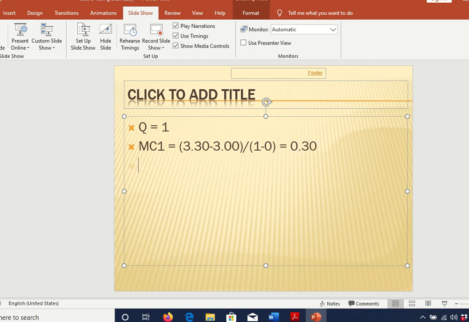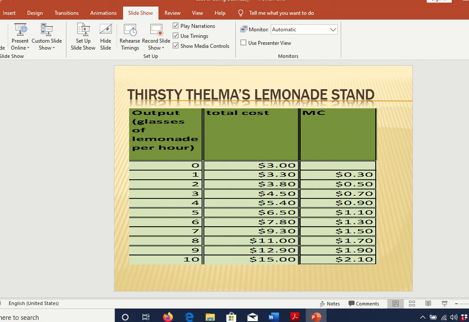And then if you want to go for the second glass of lemonade, the marginal cost of the second glass of lemonade is what? 3.80 minus 3.30, and then 2 minus 1. So that will give us what? 50 cents. So that's how much the second glass of lemonade adds to the total production.